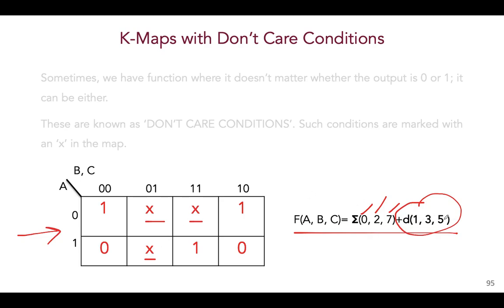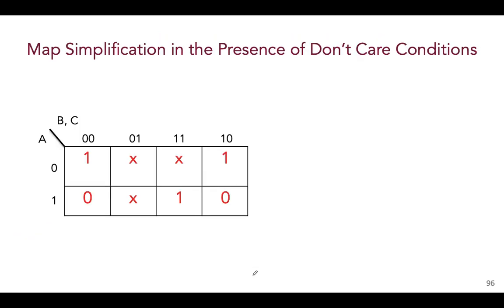So aside from 1, 3 and 5 and 0, 2 and 7, if we are left with any other cell, we'll put a 0 there. And this is what a K-map with don't care conditions looks like. All right, let's see how to simplify such maps.